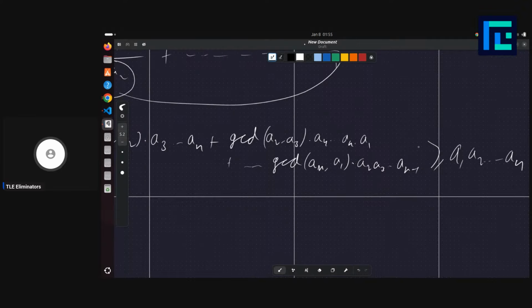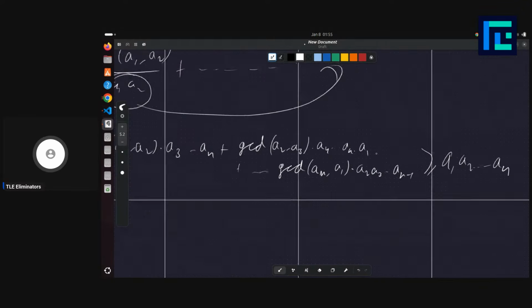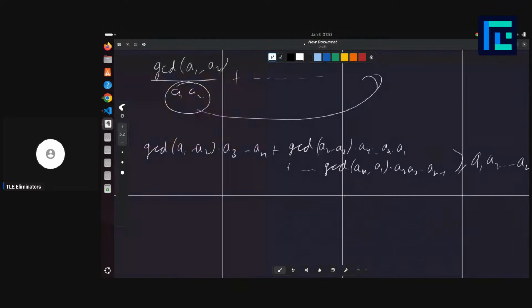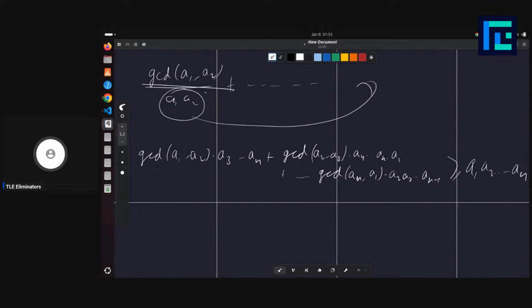Like this is the expression. If I convert the LCM into GCD and multiply the denominator, then I'll get this. Okay, like this is GCD of A1 A2 upon A1 A2 plus GCD of A2 A3 upon A2 A3. So I just multiplied this by A1 A2 up to AN, right? So here A1 A2 gets cancelled and only A3 till AN is left. For this term, this is left, right?